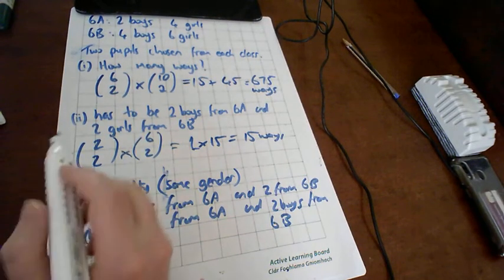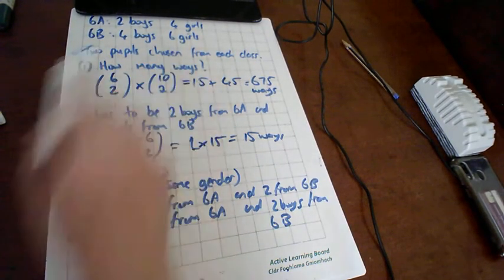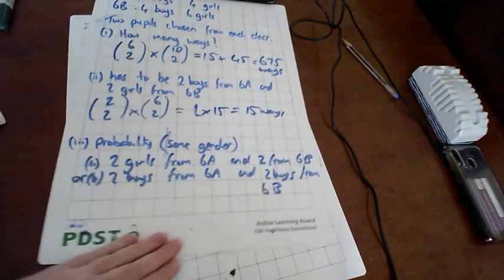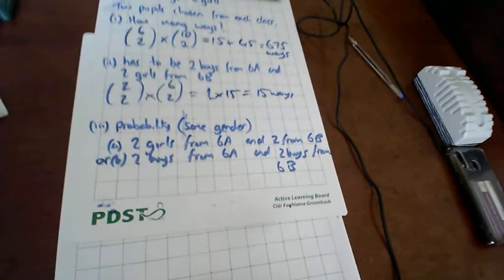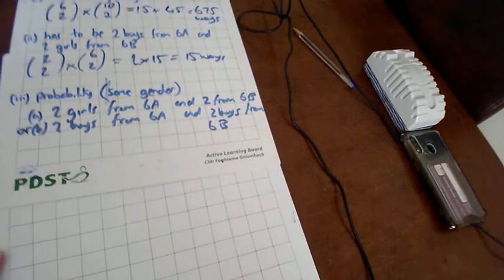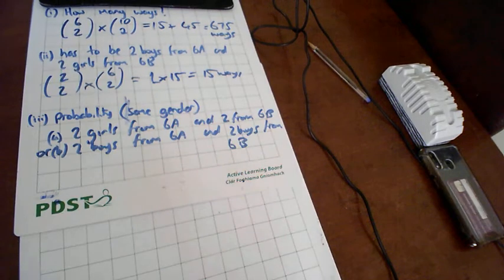Because they say at the start the 2 pupils chosen from each class. So we're still going under that, guys. The 2 have to be chosen from each class. We can't just pick them from anywhere. Alright, so I'm just going to, so 2 girls from 6A and 2 girls from 6B.